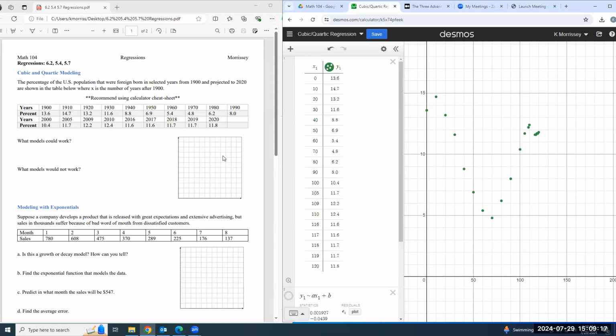We've also talked about how to find your average error. So if you have not watched those few videos, please go back and watch those, because we are just going to breeze through and look through the cubic and quartic modeling in this particular video.